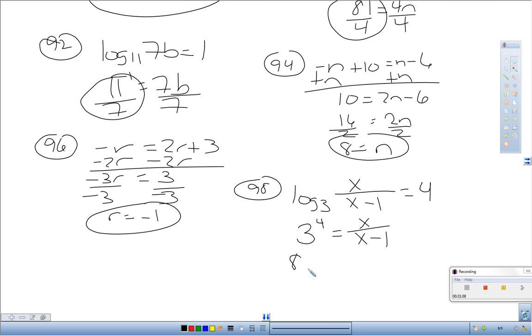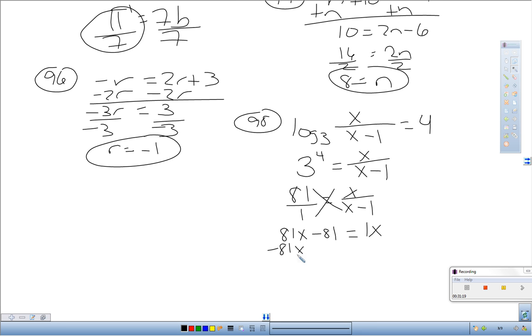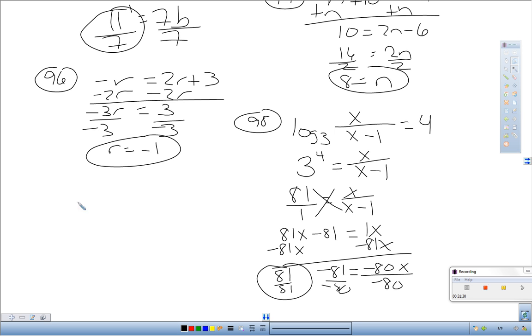3 to the 4th is 81, and then to solve this, put this under 1 and cross multiply. That gives me 81x minus 81 is equal to 1x, and then subtract 81x from both sides. That gives me negative 81 is equal to negative 80x, and then divide by negative 80. That gives me positive 81 over 80 for number 98.